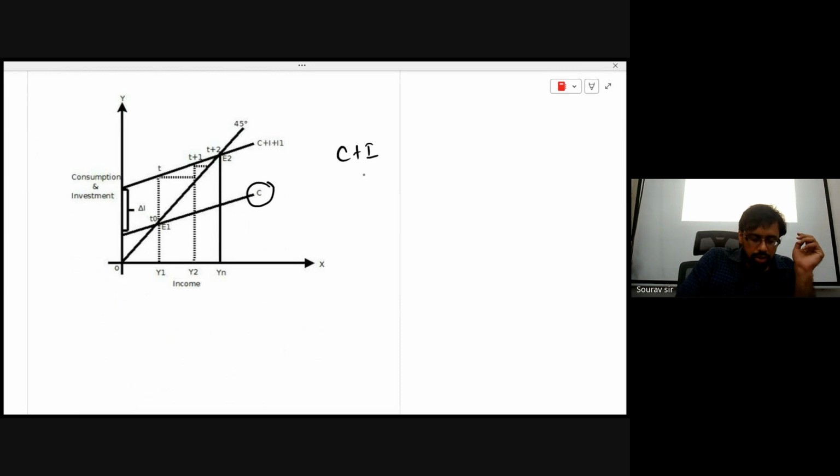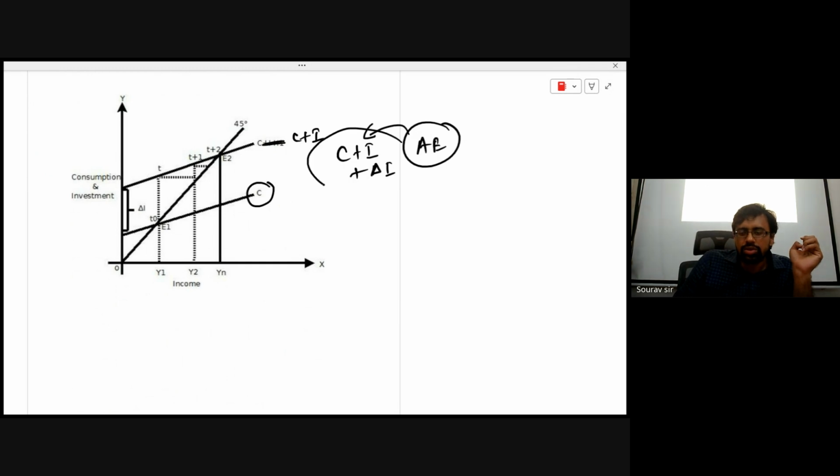Okay. So C plus I is the aggregate expenditure. Very basic aggregate expenditure in a market structure, and that we are trying to do. So consumption versus original investment is happening. So whenever this thing is happening here, this 45-degree line is actually trying to show you C plus I plus delta I, this part. So now this is a tilted line.